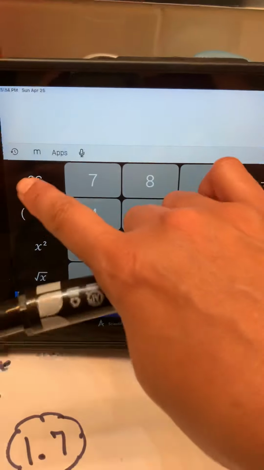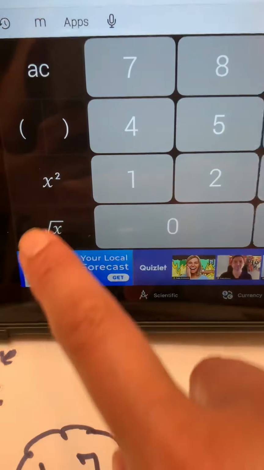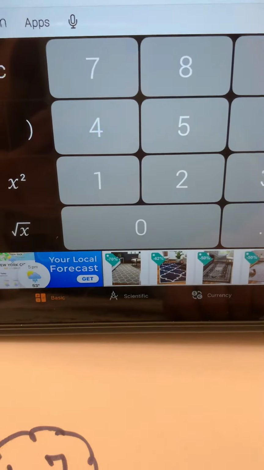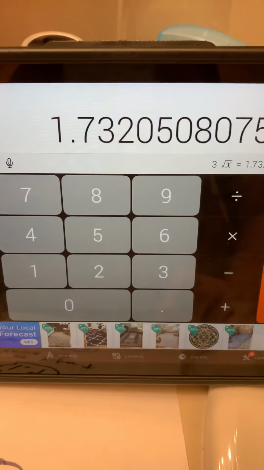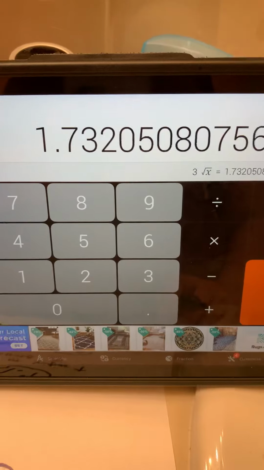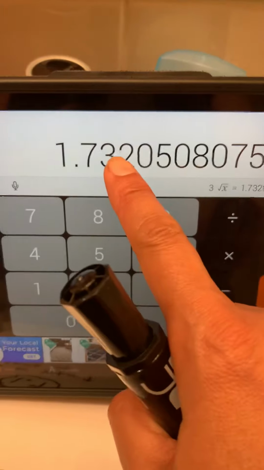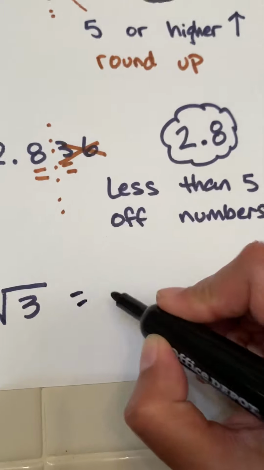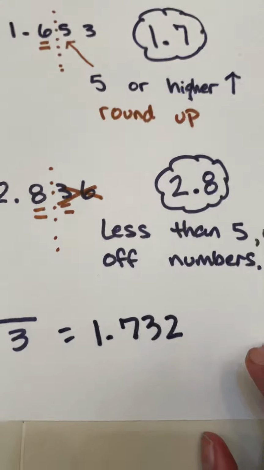So please go to your calculator on your iPad, and there is the square root symbol you're going to be using. We're going to hit the square root symbol, put 3. So I have 3 on my calculator, and we're going to hit equals. And then there's the square root, 1.7320508, and it goes on and on. So we're going to have to round this number to the 10th place. I'm just going to write down the first 3 numbers that we have here. So this is equal to 1.732. I want you to round this to the 10th place.